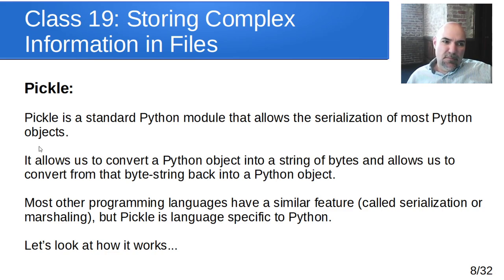So most programming languages have a similar feature called, like I said earlier, serialization or marshalling. But Pickle is language specific to Python. It's designed to work with Python. So if you do use this, it gets harder to have your Python pickled data interact with something like a server that's written in another language. So let's go ahead and dig in and look at how Pickle works. But if you're doing everything in Python and you're only saving files in Python, this works really well.